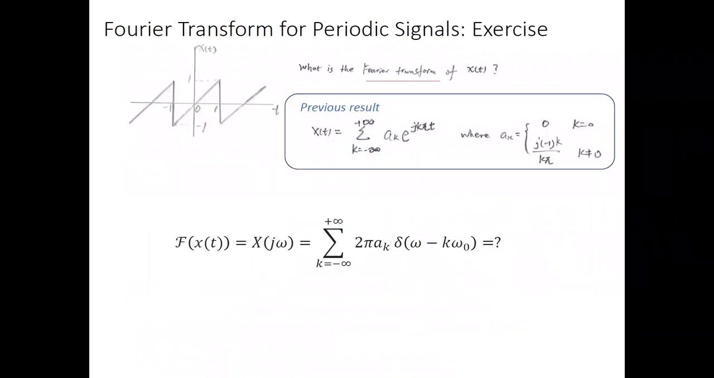Let's look at an example with the periodic signal x of t. And last chapter, we obtained its Fourier series where the a_k is given. We need discussion for k equal or not equal to zero. And this chapter, let's calculate the Fourier transform of this signal x of t. Again, this is the result we just learned. Fourier transform is an infinite sum of impulses. But just apply this result to this particular example. I'll give you 1 minute. Let's look at it together then.